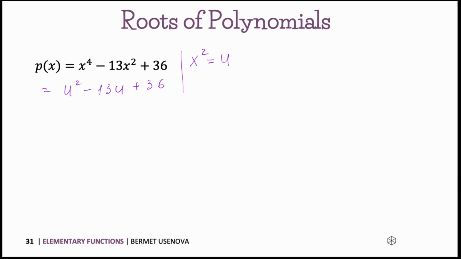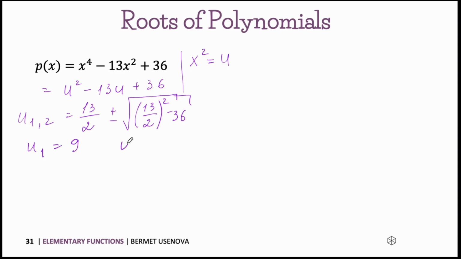You can pause the video and try to find it with the PQ formula as we did a lot of times before, and then come back to me and check the answers. All right, welcome back. Let's quickly calculate it. u1 and u2 are 13 divided by 2 plus minus the square root of, again, 13 divided by 2 squared minus 36. So the discriminant in this case will be positive, and then we will have u1 equal to 9 and u2 equal to 4.